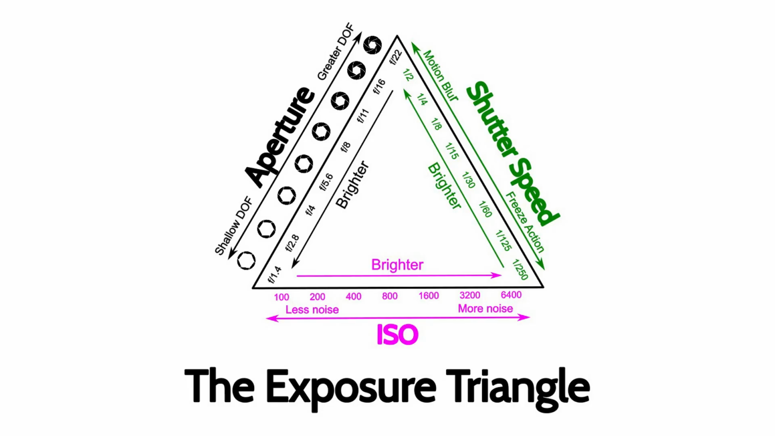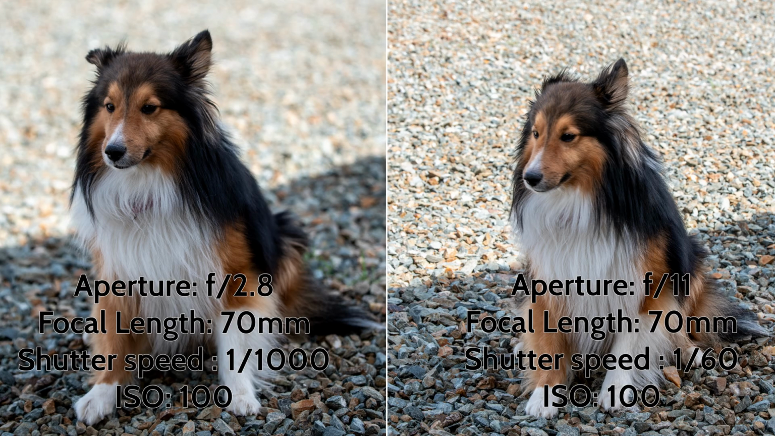Here's where it gets interesting. Aperture doesn't work alone. If you open up your aperture wide, your camera needs a faster shutter speed to compensate, so your photo isn't overexposed. Close down your aperture and you can use a slower shutter speed or maybe a bump in ISO to keep things bright enough. It's all part of the exposure triangle. Aperture, shutter speed, and ISO working together like a photography tag team.